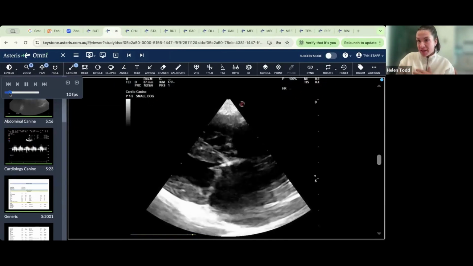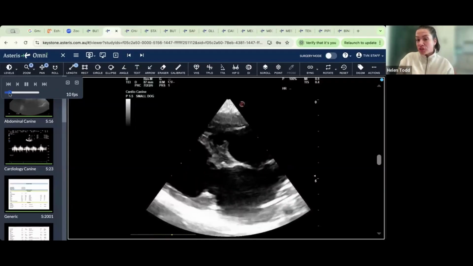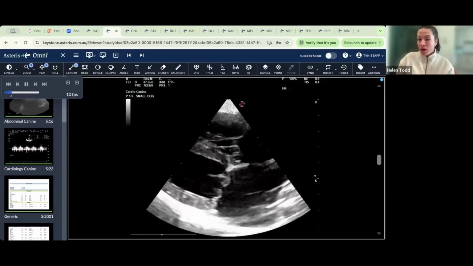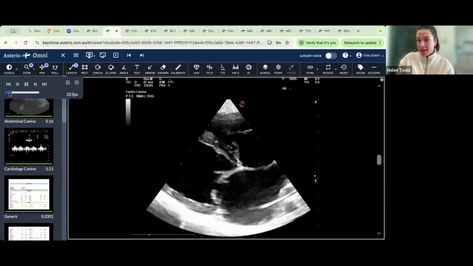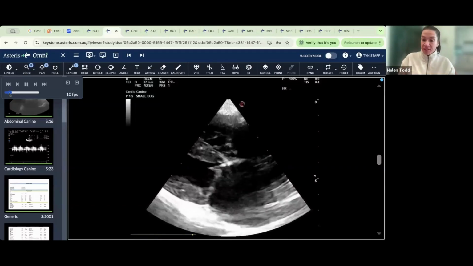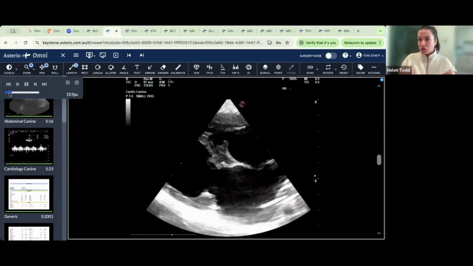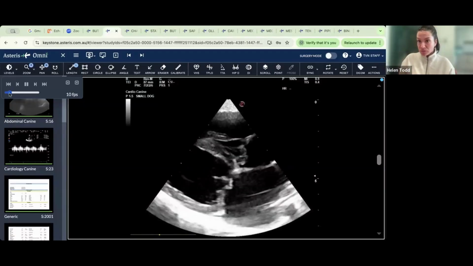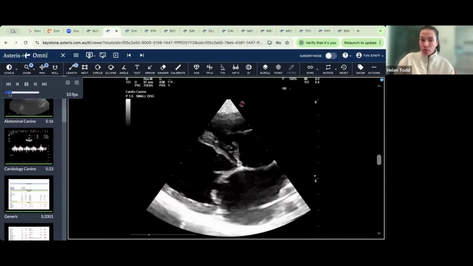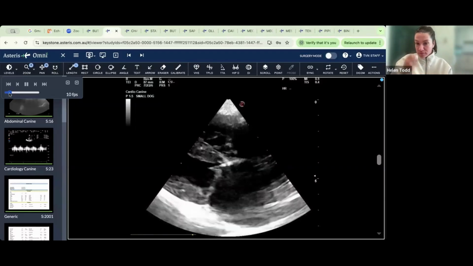Just subjectively, does anyone want to make any comments about this cine loop? Because even just from this one view, there's quite a lot of information that we can gain about this patient. So I'll give an example. From this view, I can't see any evidence of a pericardial effusion. So we've already got that bit of information. Does anyone else want to make any subjective assessments of this view? I know you might not have seen a lot before.